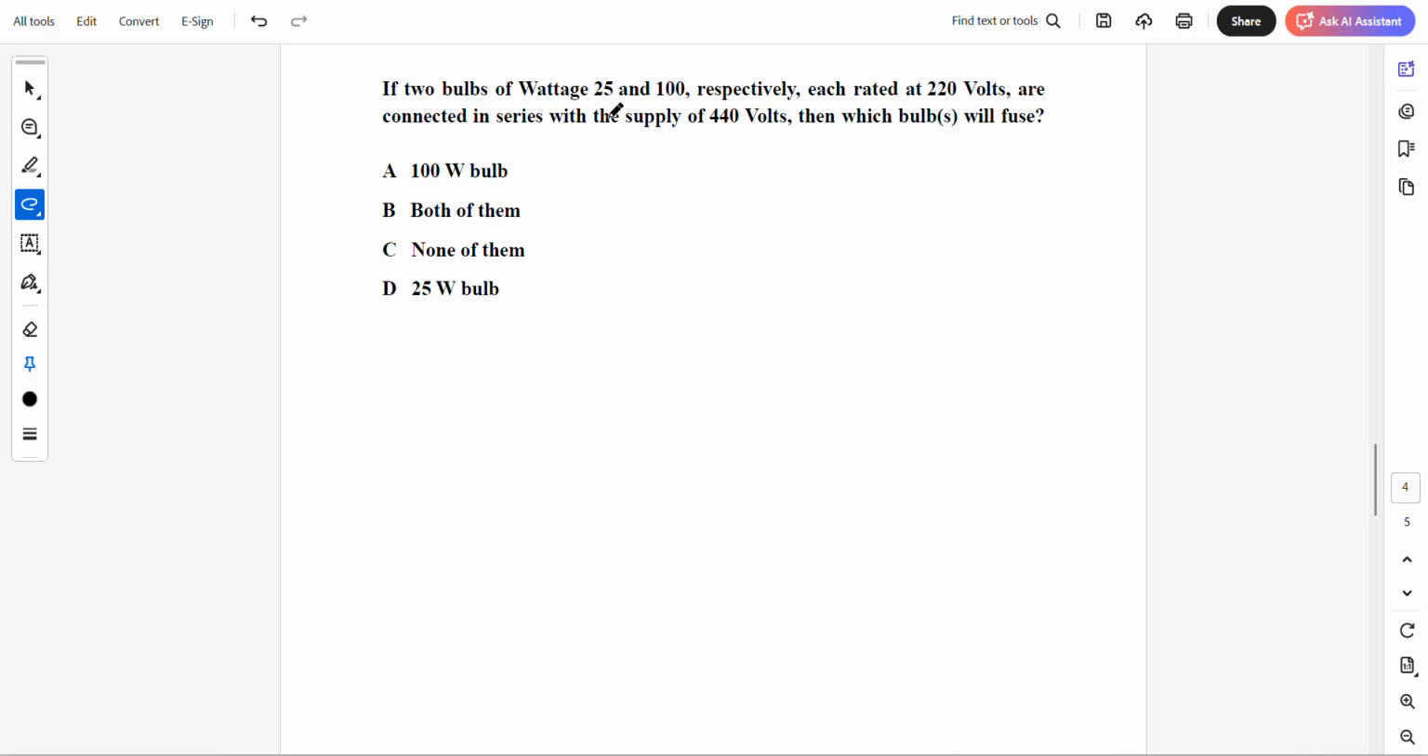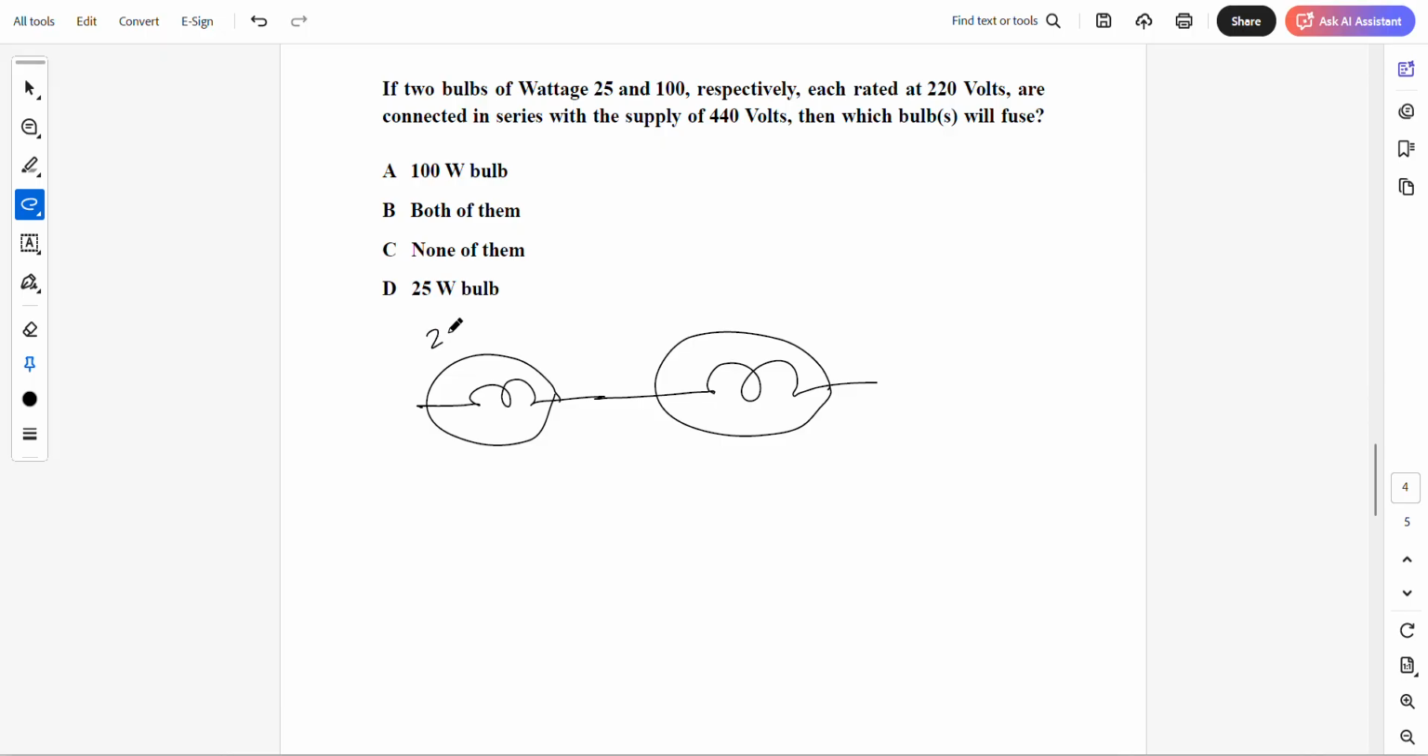If two bulbs of wattage 25 and 100 respectively, each rated 220 volts, are connected in series with the supply of 440 volts. Okay. Now here, better you draw the circuit. There are two bulbs. Now this is 25 watts, 220 volts, and this one is 100 watts and 220 volts.